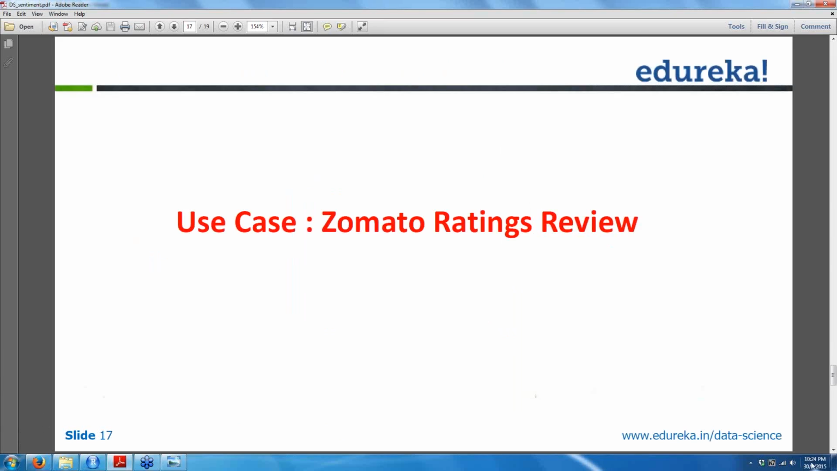Now, let's run quickly into a demo, wherein I demonstrate how to do a sentiment analysis, right? And we take an example of Zomato ratings and reviews, right?